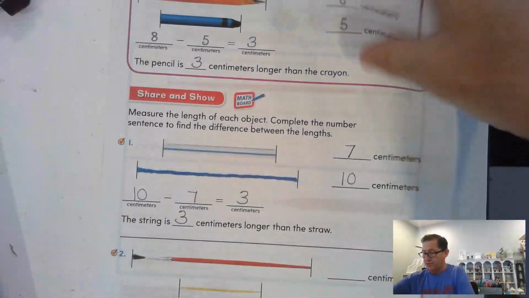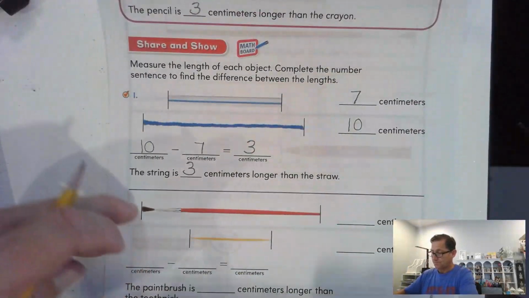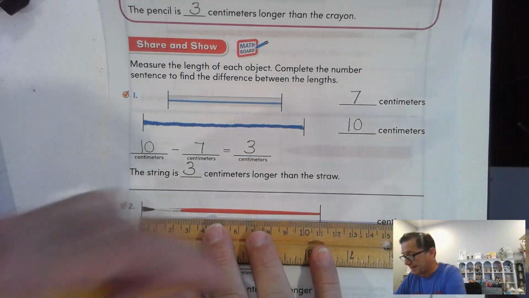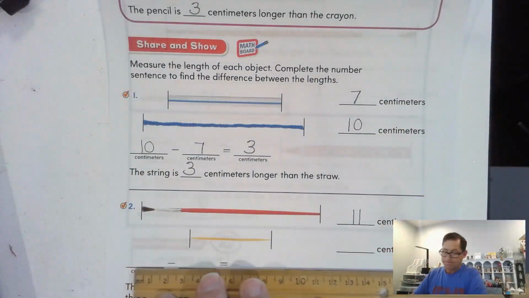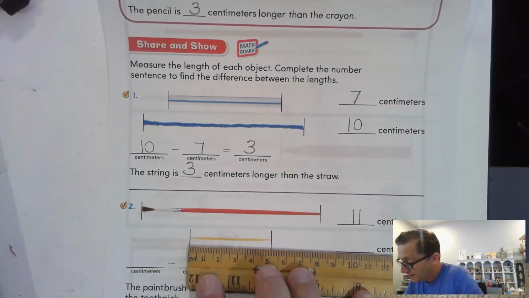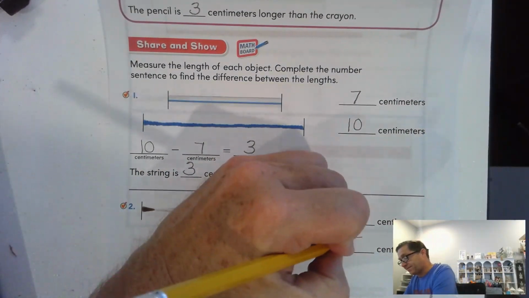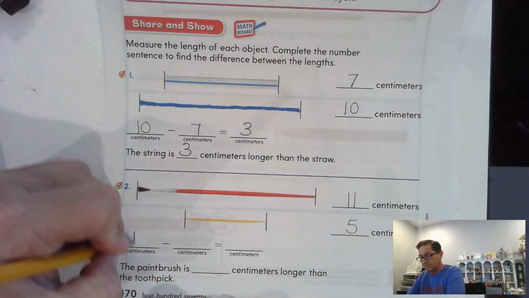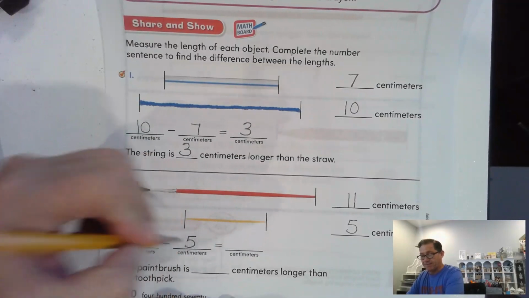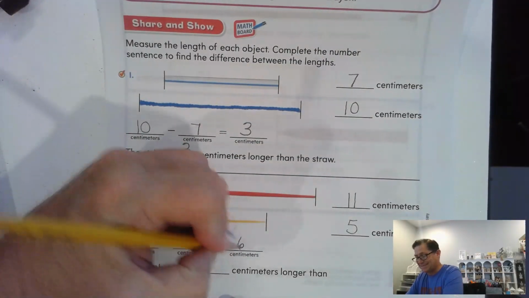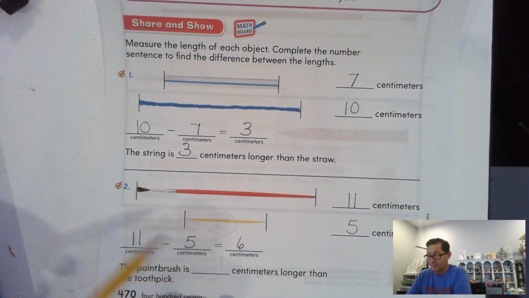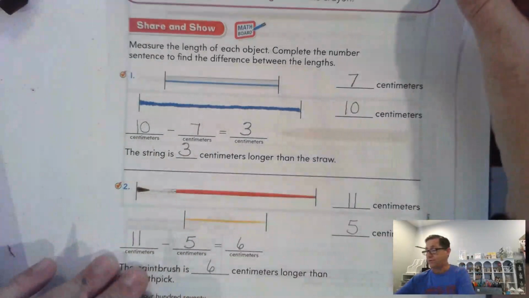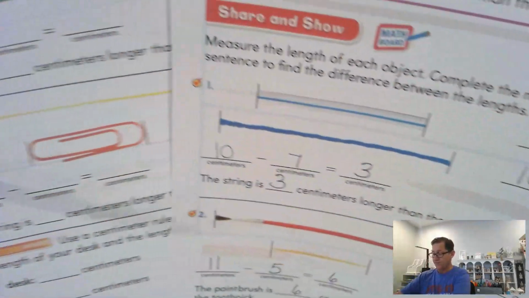Measure the paintbrush. The paintbrush looks like it's 11 centimeters, and the toothpick looks like it's 5 centimeters. So what's the difference between those two objects? Paintbrush 11, toothpick 5. 11 take away 5 is 6. We should know that because 5 plus 6 is 11. So the difference is 6. The paintbrush is 6 centimeters longer than the toothpick.